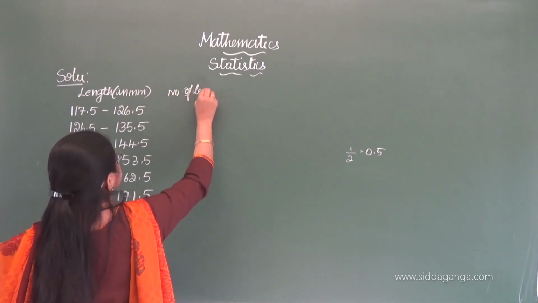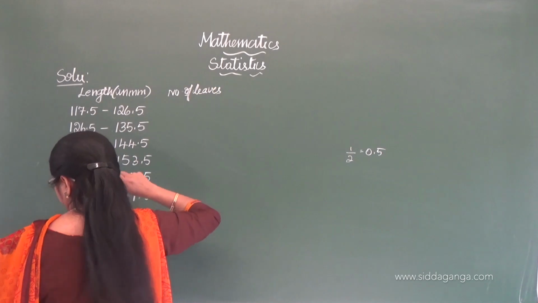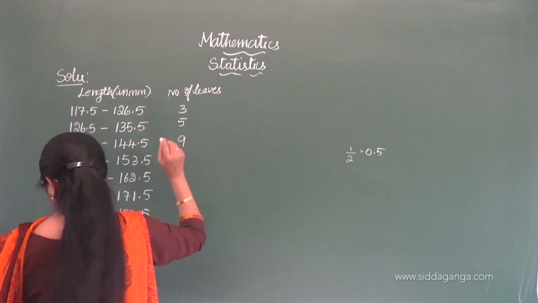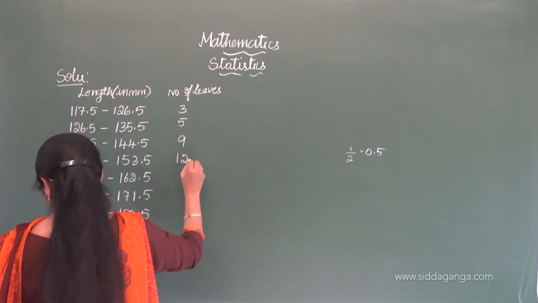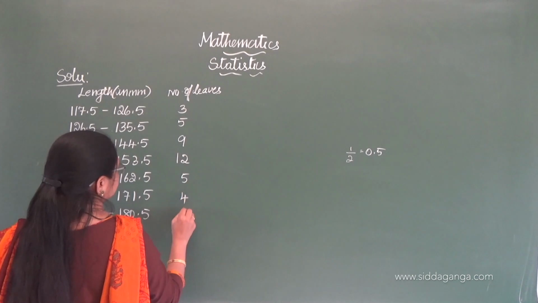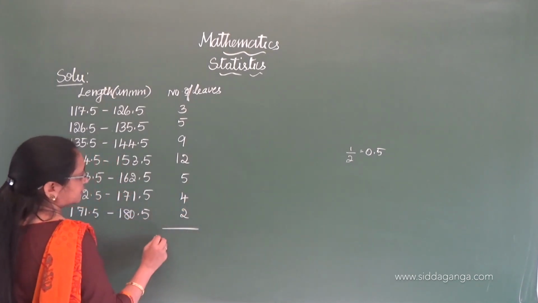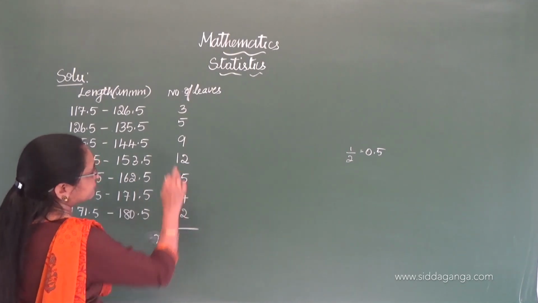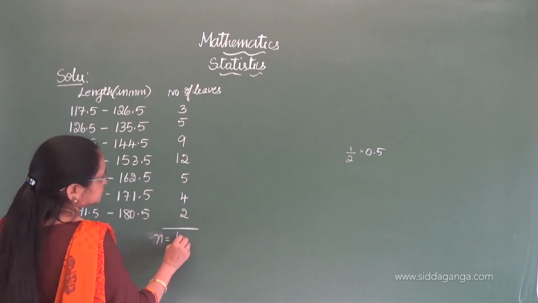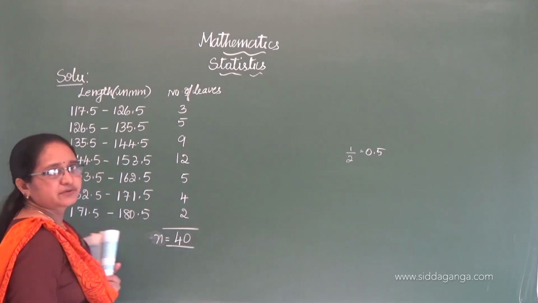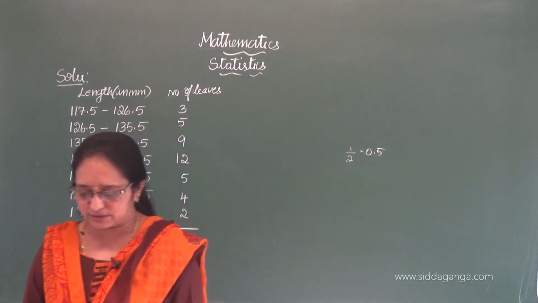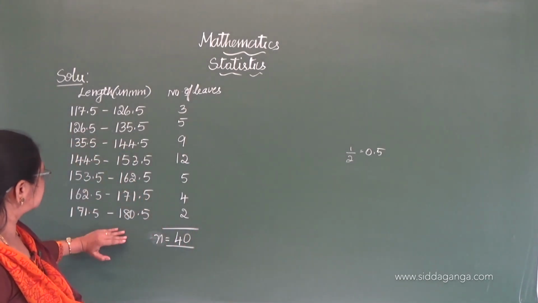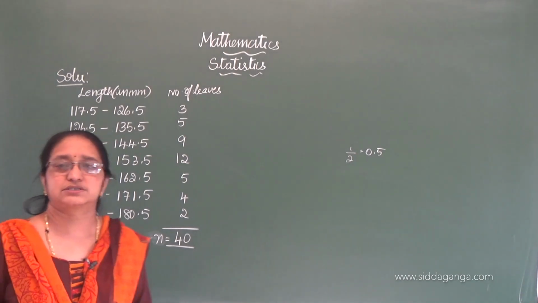Then number of leaves: 3, 5, 9, 12, 5, 4, 2, and you all know they have given sigma fi, or n, is equal to how much? 40 leaves. They have given that in the question. So you have to write the class interval like this, to make it continuous.